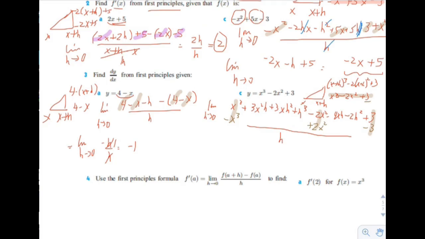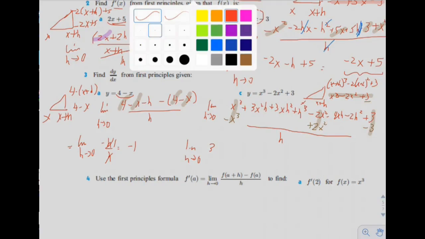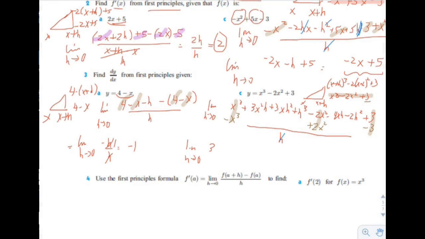Let's see what I have left. Limit as h approaches 0 of, and the other thing I can do is I can eliminate some h's here, right? H eliminates there, eliminates there, eliminates there. It's h squared that is left there and there. So what am I left with now?